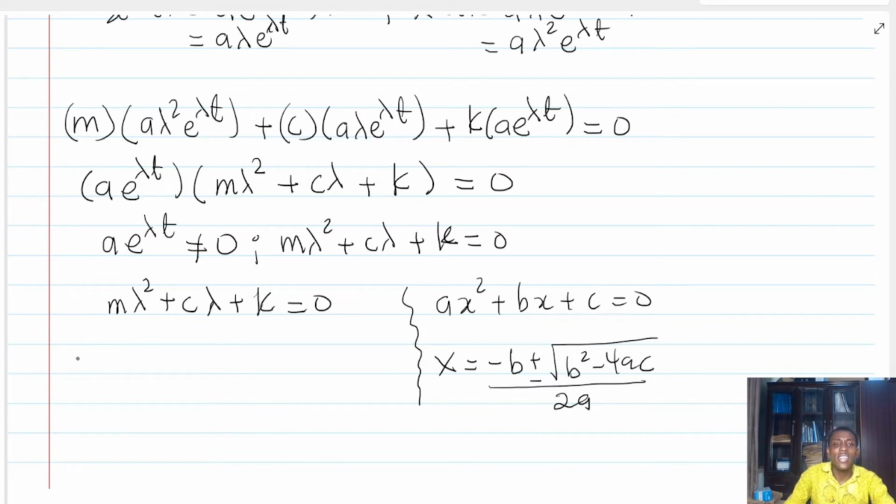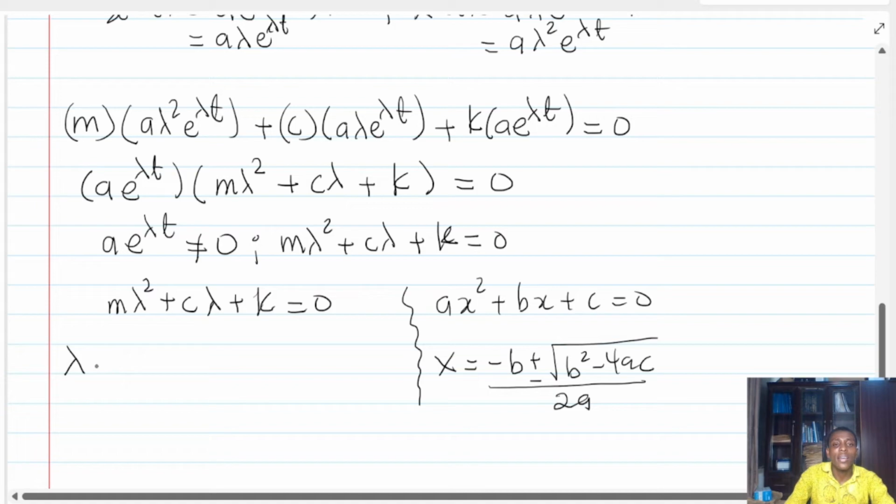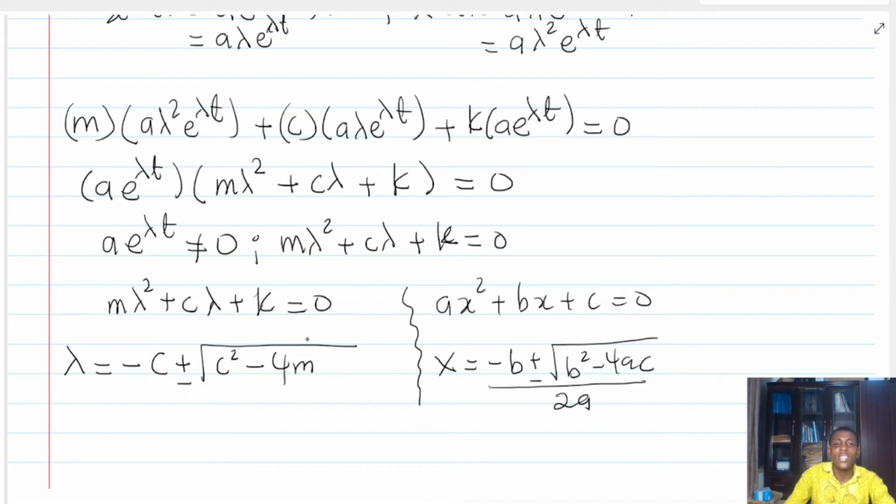So if I have this, then my root is lambda, and lambda is going to be minus b. So what is b? The coefficient of x. So this time around, the coefficient of lambda, which is c, plus or minus the square root of b squared, so it's going to be c squared minus 4a. So a is the coefficient of x squared. So a here will be the coefficient of lambda squared, which is m, and I'll multiply by c. Over here, don't be confused. Over here, c is k, which is the constant term.